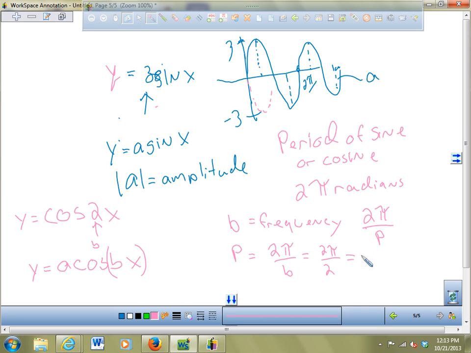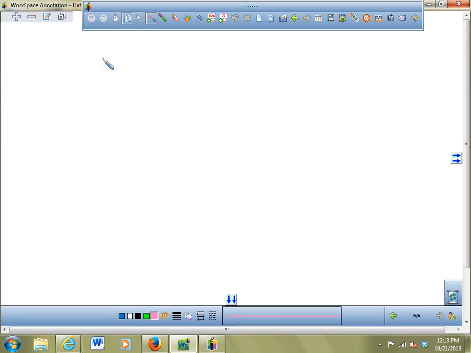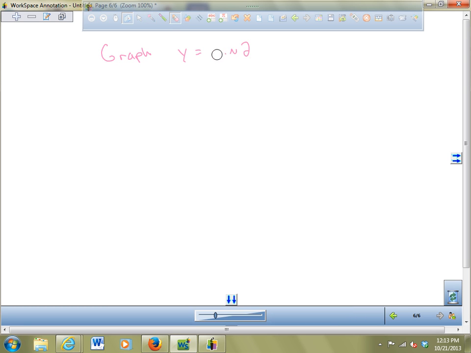what do I get out? What's 2 pi divided by 2? Pi, which means that it's going to do one cycle in pi radians, right? It's going twice as fast, so it's going to go through that twice as quickly. So if they say graph y equals sine of 2, let's do cosine of 2x, it's going to do that.